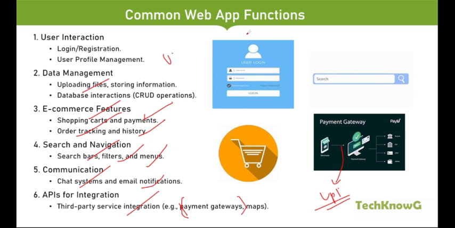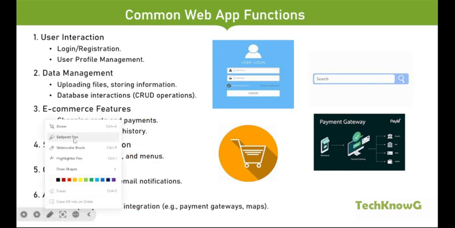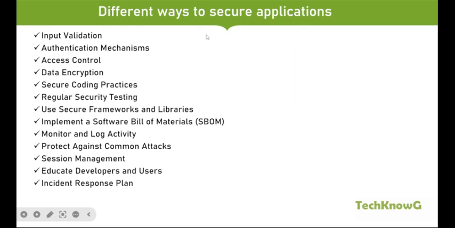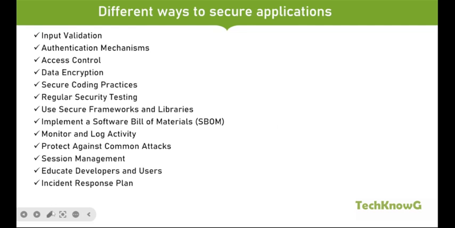Even APIs need to be secure. So these are some common web app functionalities that we need to secure. Any doubts here?